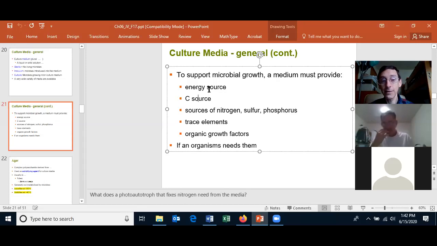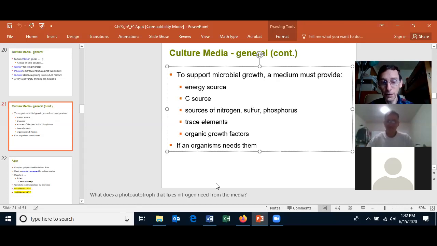So it doesn't need an energy source, doesn't need a carbon source, doesn't need a nitrogen source, doesn't need a sulfur source. Yes or no, people? No? Yes, you're correct. It does need a sulfur source and a phosphorus source, and it'll need trace elements. Those are all the things you need to supply for a photoautotroph.